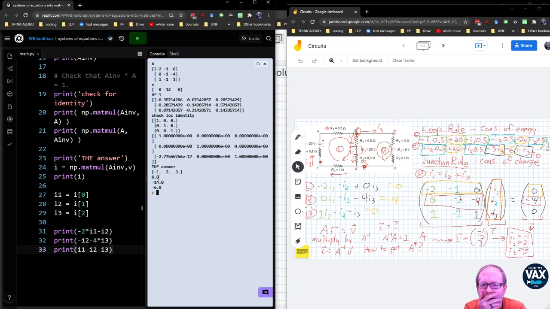Okay, I get the 0. I get the negative 14. What happened with my negative 6 there? That's odd. Oh my goodness, I totally missed the fact that I had a negative here on I3. I did not have that negative in the matrix. Let's go and fix that right away.